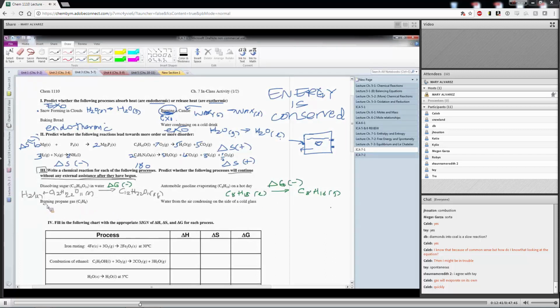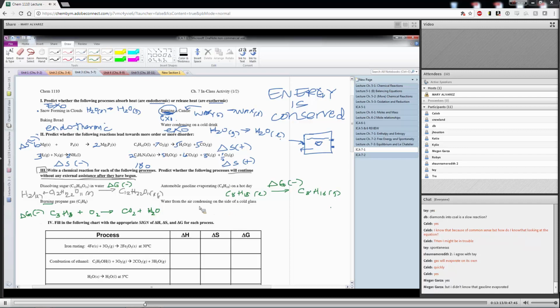Okay. Burning propane gas. Burning is another word for combustion. You guys know how to write a combustion reaction. A fuel consumes oxygen, forms carbon dioxide and water. We don't need to balance it. I want you to tell me, does propane gas burn on its own once you get it started? Yeah, no intervention required. You just have to give it a spark and it goes forever. So delta G is negative, that's spontaneous. Finally, water from the air condensing on the side of a cold glass. So that would be this one up here. Gas goes to form a liquid.